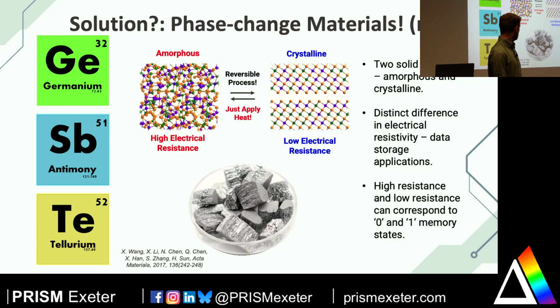The other state that it can exist in is a crystalline state, and this is when the atoms become very ordered. This happens to have a low electrical resistance, a lot easier to flow a current through it. And the great thing about this is it's a reversible process, switching between the two. You just need to apply heat in various ways, and you can switch between the two. And this is a picture of some GST, germanium antimony tellurium, according to Google Images, in a dish.